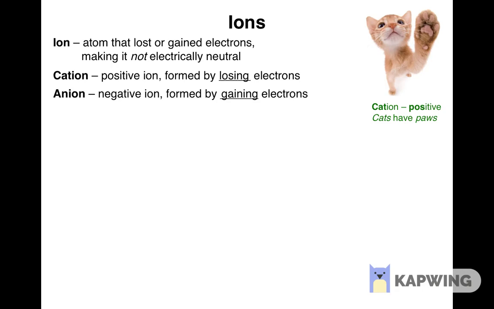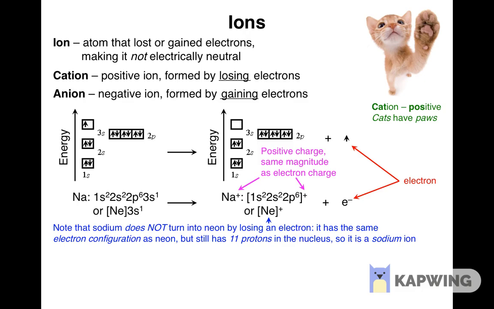For instance, if a sodium atom, atomic number 11, loses its only valence electron, it becomes a sodium plus cation. The plus sign indicates that the ion has a positive charge equal in magnitude to the charge of one electron. This ion only has 10 electrons, and they are arranged in orbitals in the same way as they would be arranged for the neutral atom with 10 electrons, neon. However, the cation has 11 protons in its nucleus. So it is a sodium, not a neon cation.